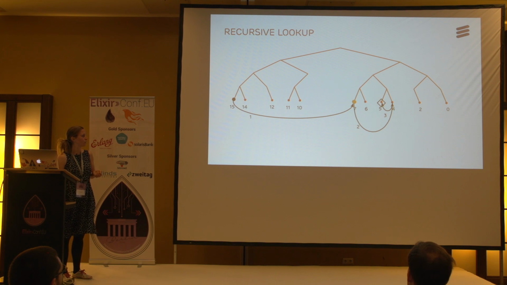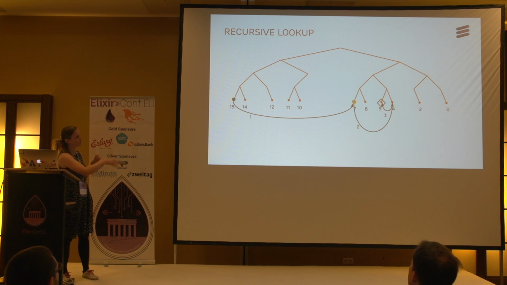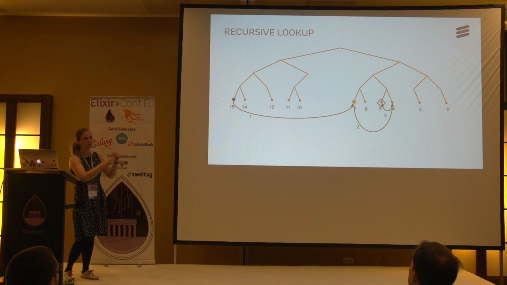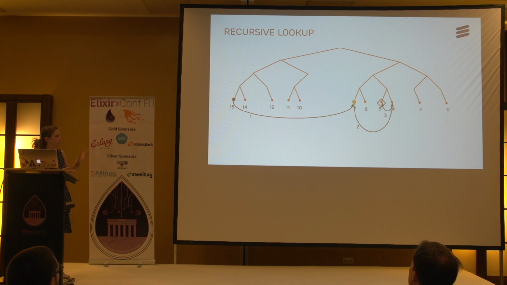You can also use a recursive lookup, which would look like this. Instead of returning how to get closer to the process ID or the key that you try to look up, each node will ask the next one itself, and then finally, when we found the process ID, it can be returned.